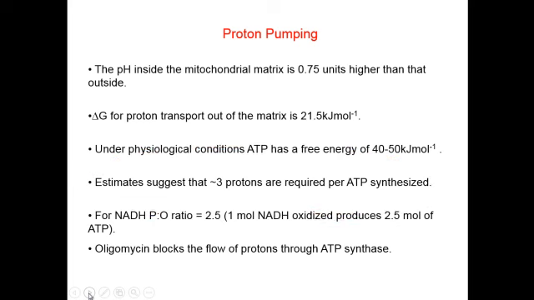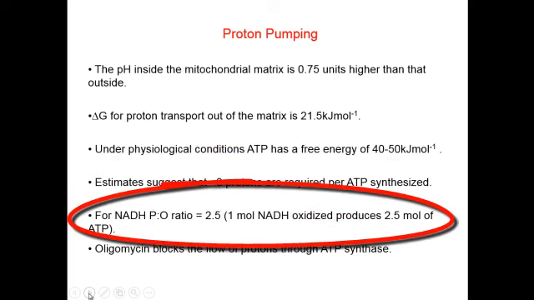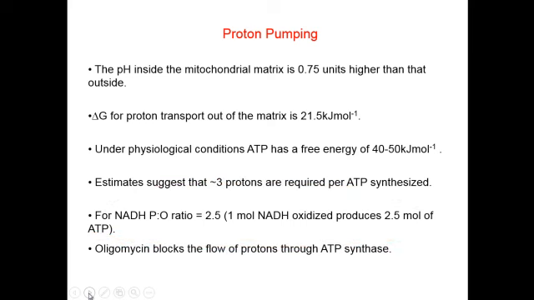For NADH, we know that one NADH supplies sufficient reducing power to pump sufficient protons to allow the production of 2.5 molecules of ATP. So we refer to the P to O ratio, which is the number of phosphorylations per oxygen reduced. We refer to this PO ratio as being 2.5, because basically 1 mole of NADH produces 2.5 moles of ATP. Of course, the PO ratio for FADH2 would be 1.5.